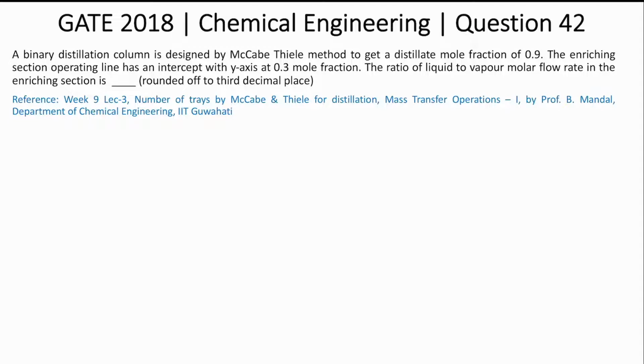Hello everyone. Today we'll be looking at a chemical engineering GATE question number 42 from GATE 2018. A binary distillation column is designed by McCabe-Thiele method to get a distillate mole fraction of 0.9. The enriching section operating line has an intercept with the y-axis at 0.3 mole fraction. The ratio of liquid to vapor molar flow rate in the enriching section is dash, rounded off to third decimal place.